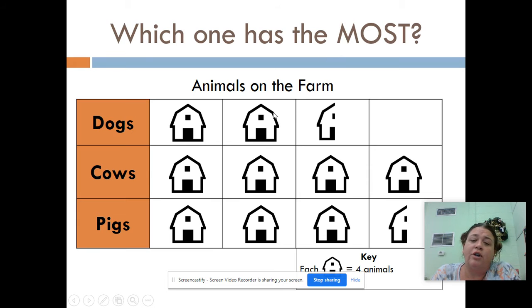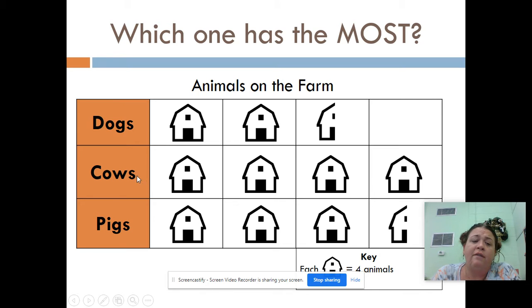You know, yesterday we looked at our rows and we said, oh, there's more pictures in this row than any other row. Well, today, cows and pigs have the same amount of pictures, but there's a difference. Do you see the difference in this last column right here? That's right. This is a whole barn and this is a half a barn.